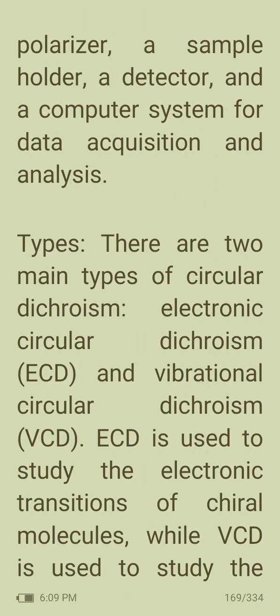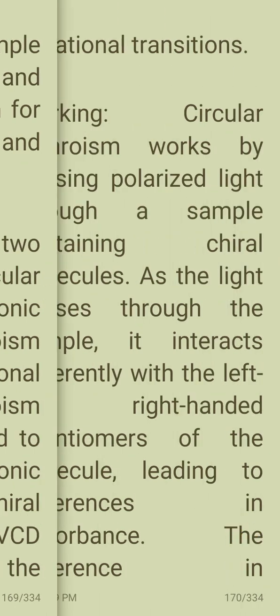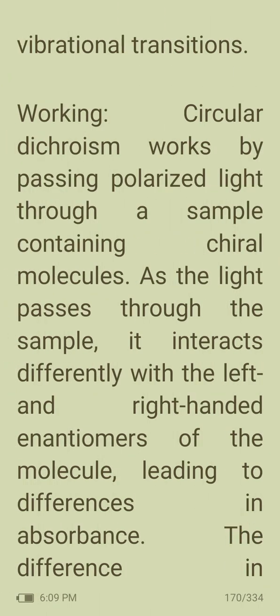Wait a minute. There are two main types of circular dichroism. First is electronic circular dichroism. Next is vibrational circular dichroism. Electronic circular dichroism is used to study the electronic transitions of chiral molecules, while vibrational circular dichroism is used to study the vibrational transitions of chiral molecules.